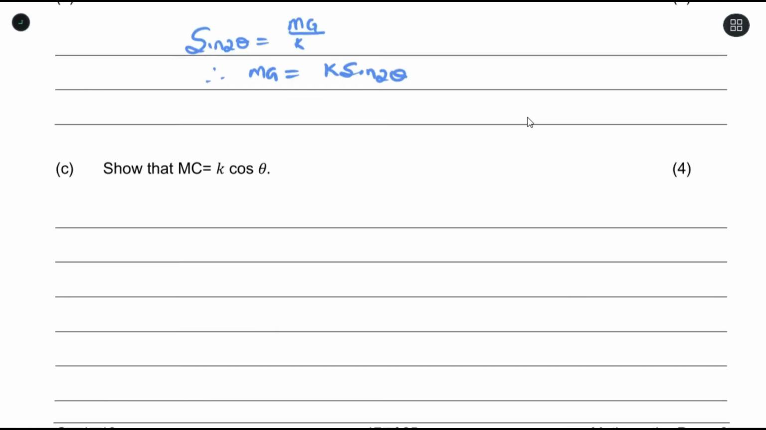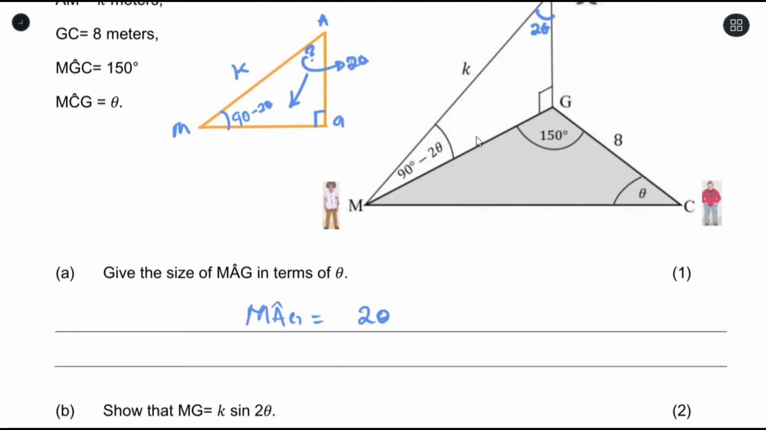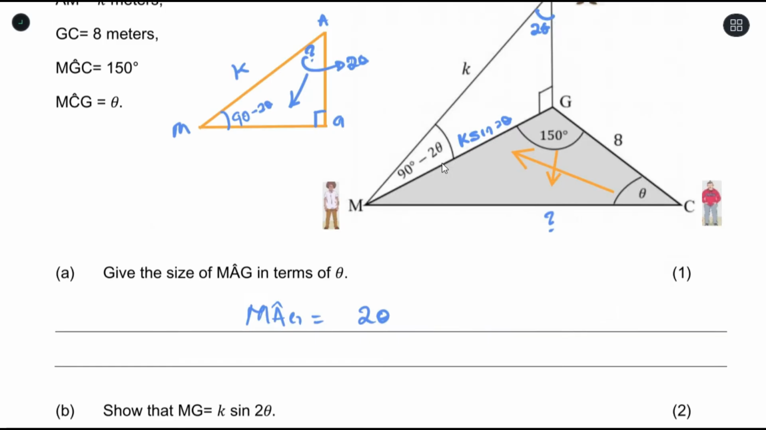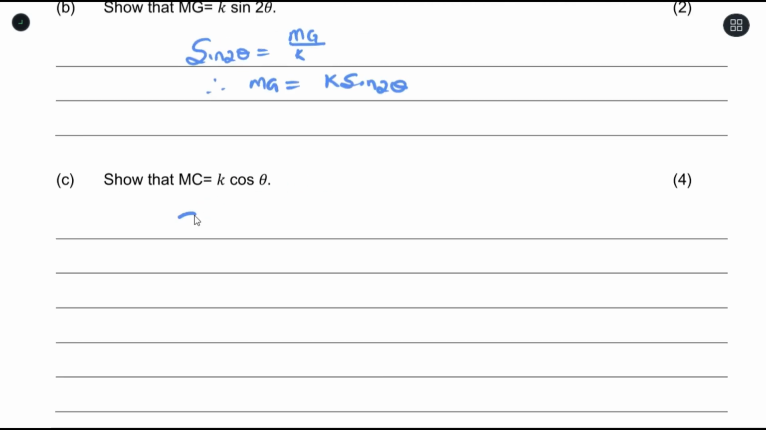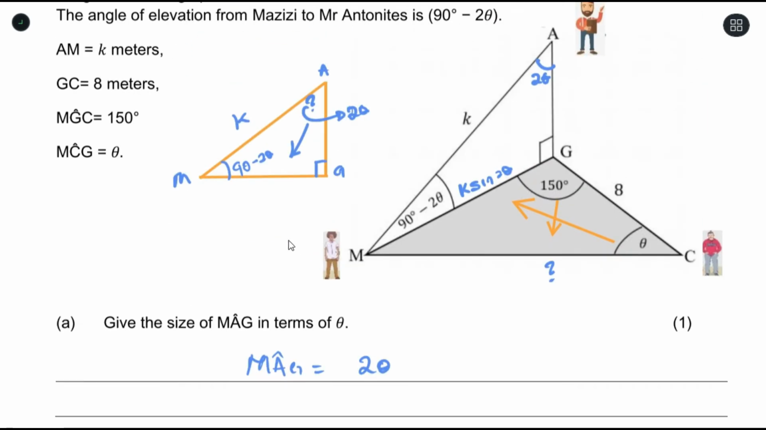That's it. So question C says show that MC is equal to K cos theta. First and foremost, in the previous question we got MG to be K sine 2 theta. Because we have this, we understand we have an angle-side pair, and we're trying to find this one over here. This is the unknown. So we would use the sine rule, and the sine rule would say that sine theta over K sine 2 theta is equal to sine 150 over MC.